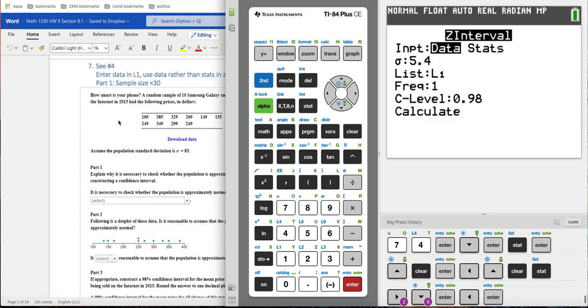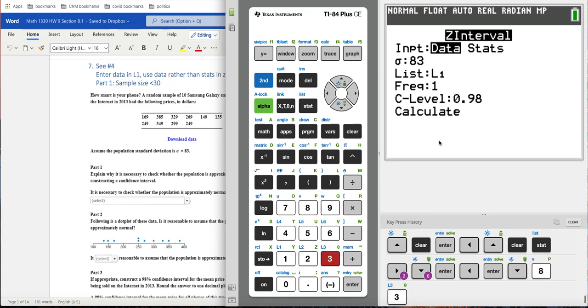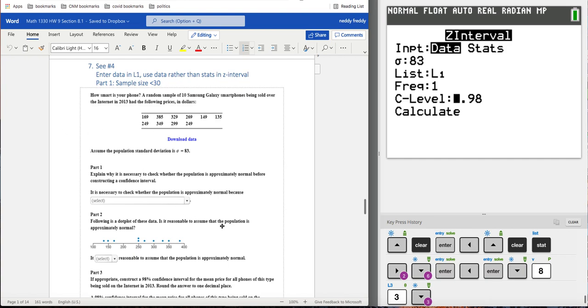So now you'll see that it's still giving us the standard deviation, and that's because we've got a sample, but we know what the population standard deviation is of the corresponding population to our sample. And this is what is going to be different in 8.1 versus 8.2. So I'll be talking about that next. The list is L1. It's wherever you put your numbers, and it's going to always default to L1. And then again, you're going to put the confidence level in here as a decimal.